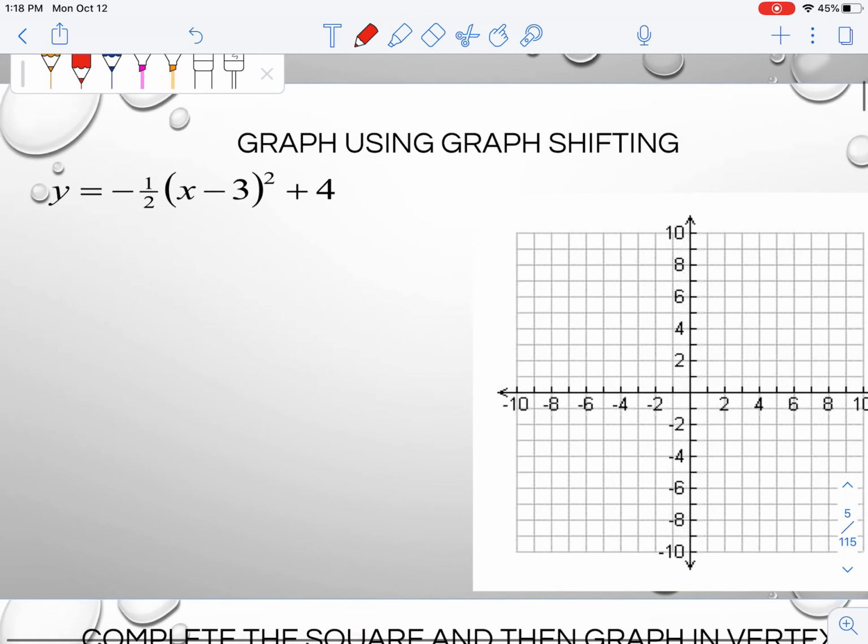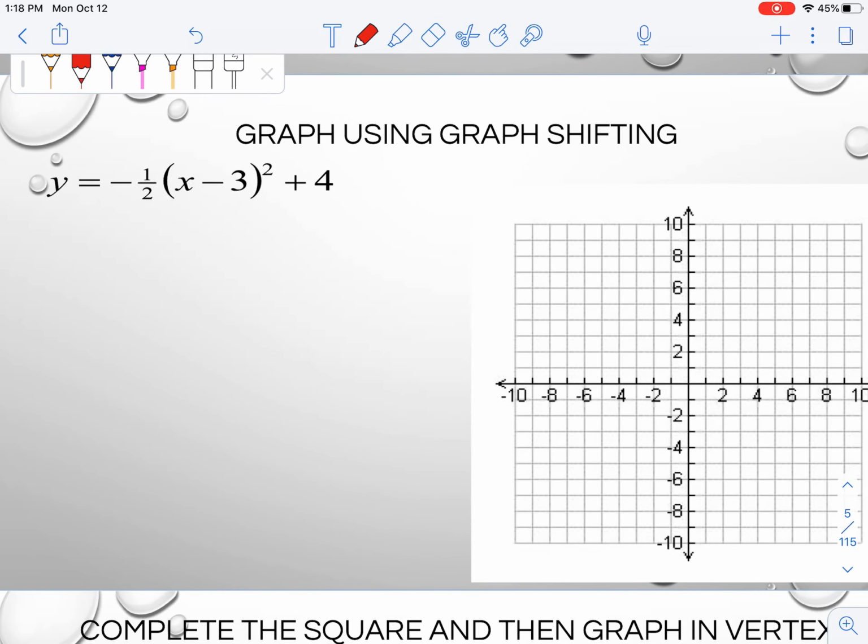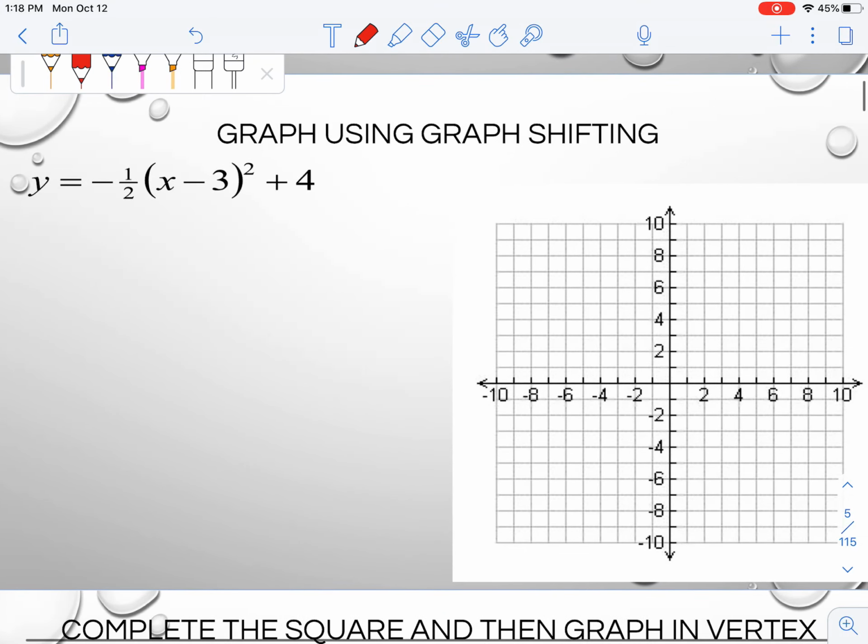Okay. So just a little bit of a review with graph shifting. Again, I would be starting with the quadratic parent function, with points (0, 0), (1, 1), (2, 4), (-1, 1), and (-2, 4). So that gives me some kind of an equation. It's going to look something about like this. And I want to then shift this equation based on my graph, by graph shifting.